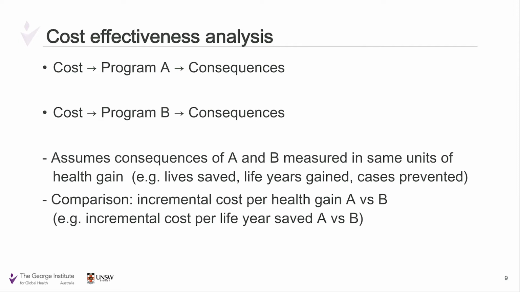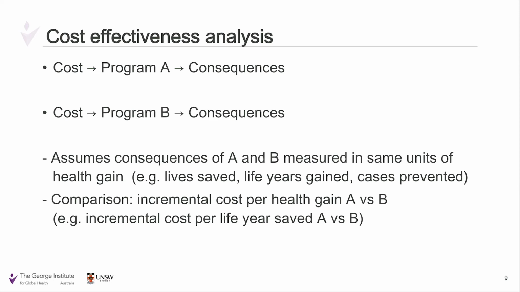So an example of how the findings of a cost effectiveness analysis might be presented might be in terms of an incremental cost per health gain of A versus B. So an incremental cost per life year saved of A versus B. So that's essentially the type of comparison that we're doing with the cost effectiveness analysis. We're comparing the costs per unit of health gain achieved. In this case, it's cost per life year saved.